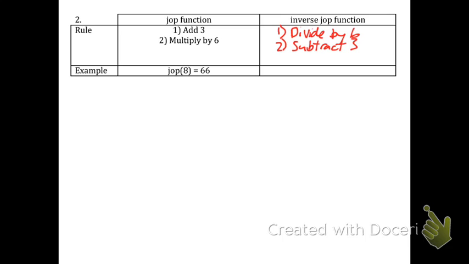Okay, next, an example. So inverse JOP function. I'll put a 66 in, using the same numbers as before, but just the opposite order. So 66 divided by 6 is 11, minus 3 is 8.